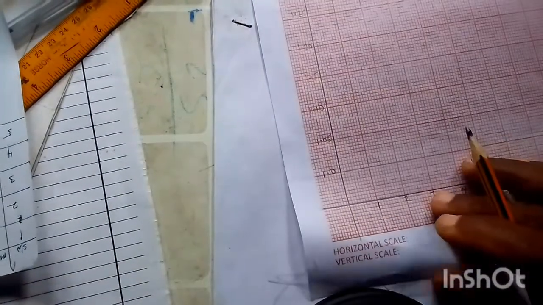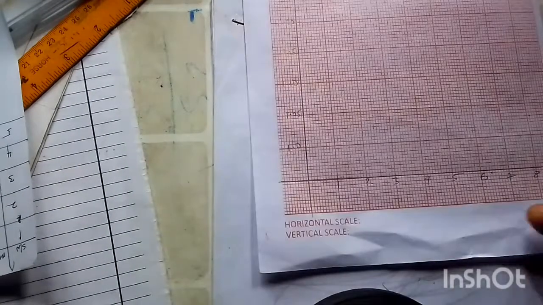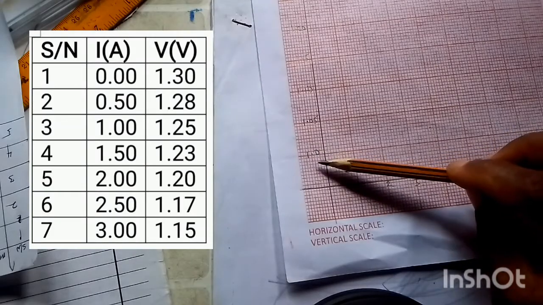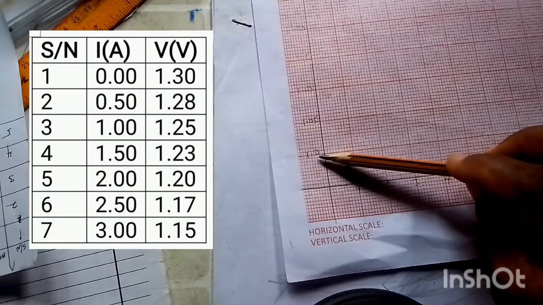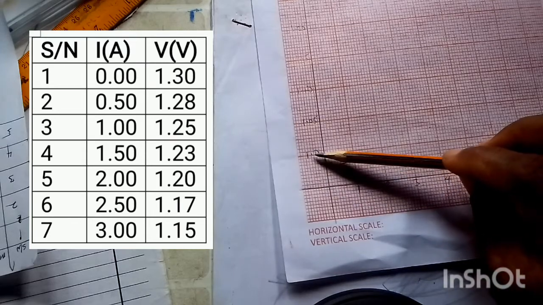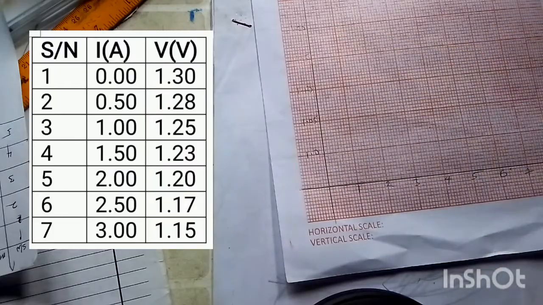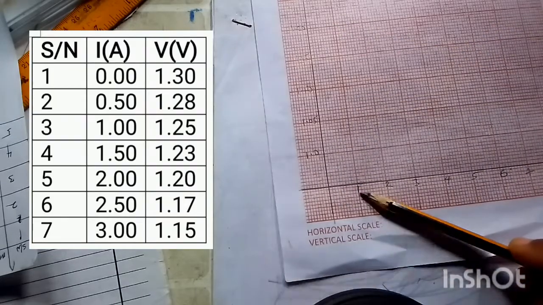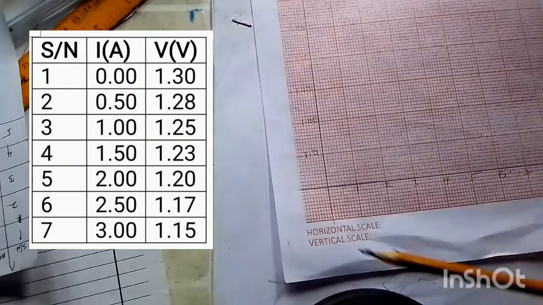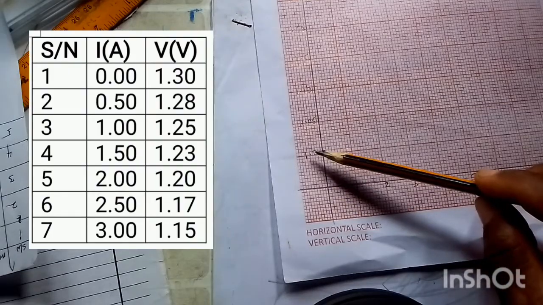Now it's time to plot. Now remember, this one did not start from the origin, because if it had started from the origin, here would have been 0.05. It didn't start from the origin, so you take note of that. This one started from the origin because it's 0, 1, 2, 3, 4 in that order. So there is no need writing 0, 0 here.